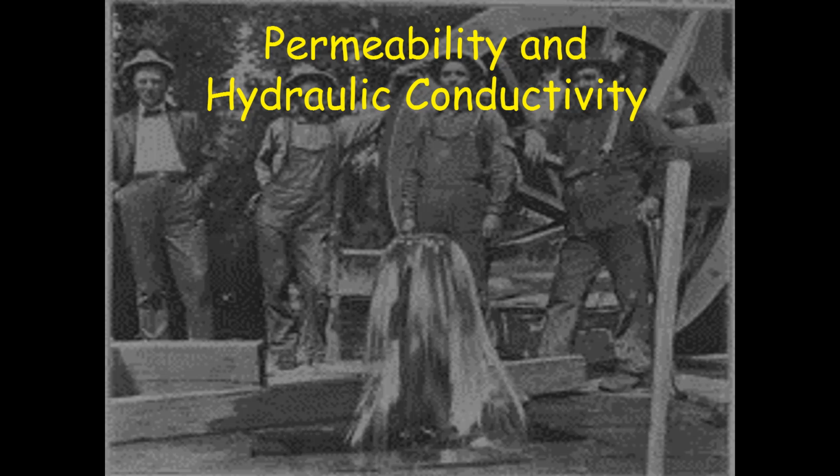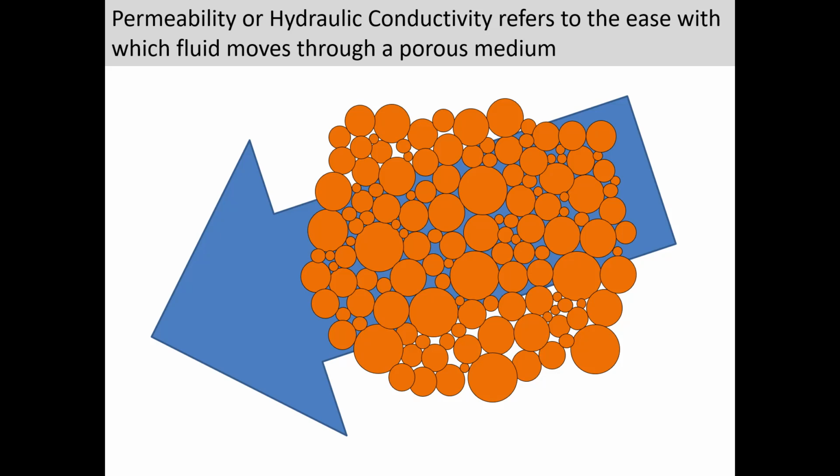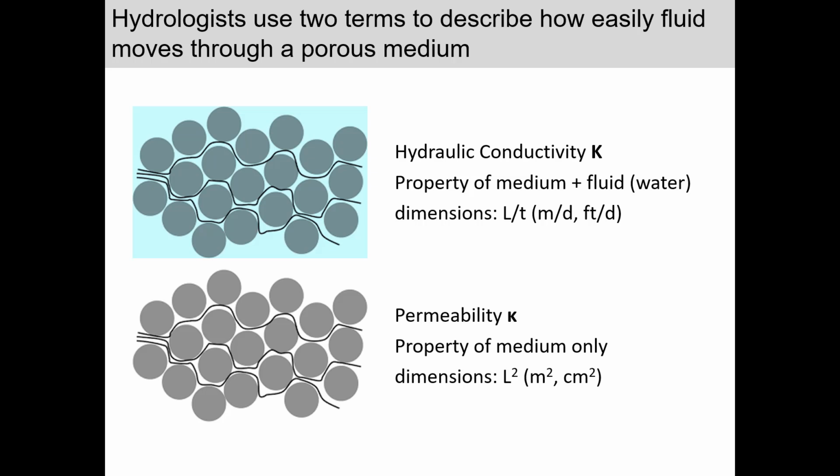Let's turn now to the concepts of permeability and hydraulic conductivity. Both of these terms are used to describe the ease with which a fluid can move through the pores of a porous medium. The two terms have slightly different meanings. The hydraulic conductivity, for which we use the large symbol K, describes the ease with which water flows through a porous medium. The fluid is always water.